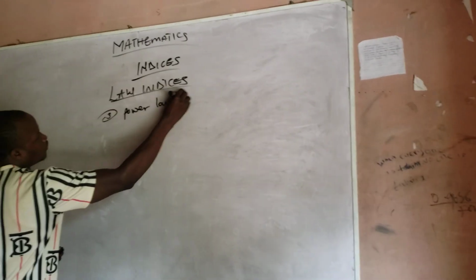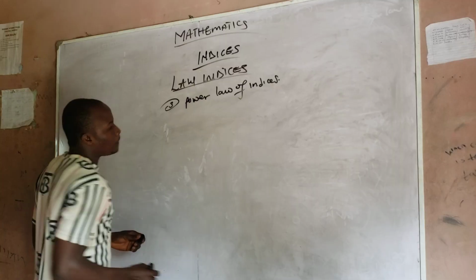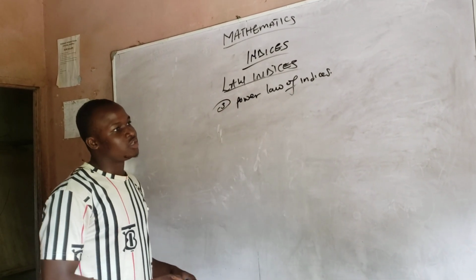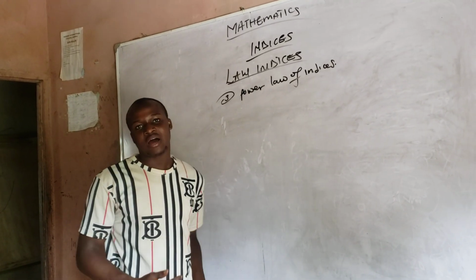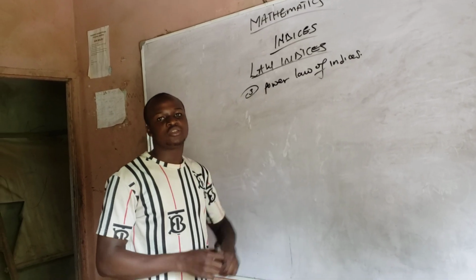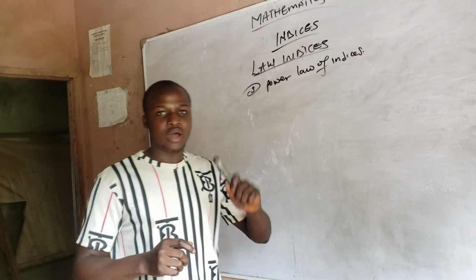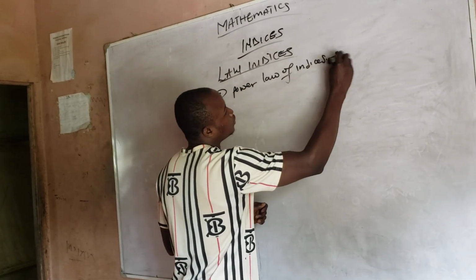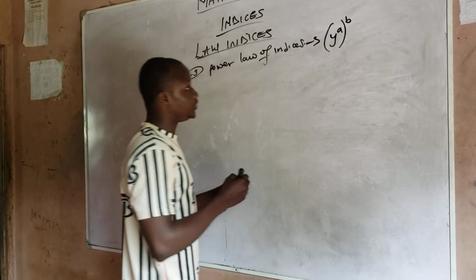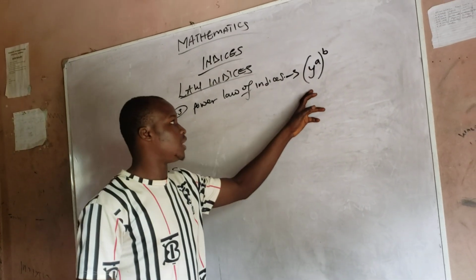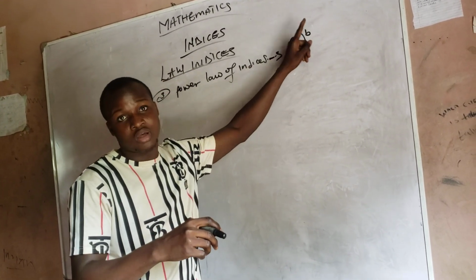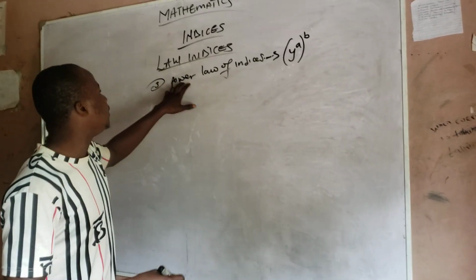Power law of indices. That is the third law of indices. When we're talking about power law of indices, it's just that when a number is raised to a power and also is raised again to another power, we use power law of indices to solve that particular question. For example, if you have y raised to power a, in brackets, raised to power of b, a number is raised to a power and also raised to another power.